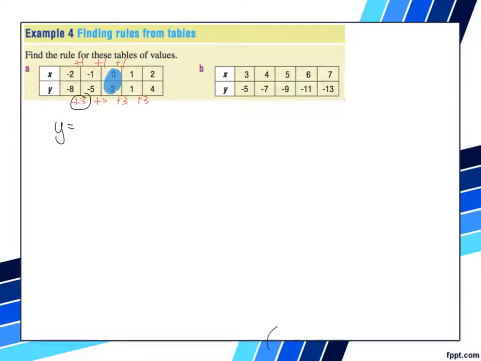The coefficient is plus 3. So we're just going to say 3x, and my constant value is minus 2.